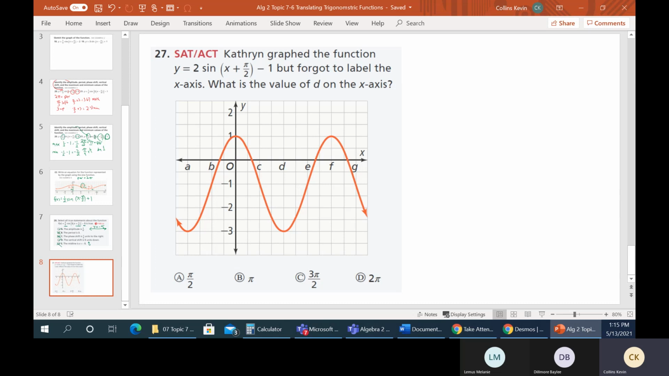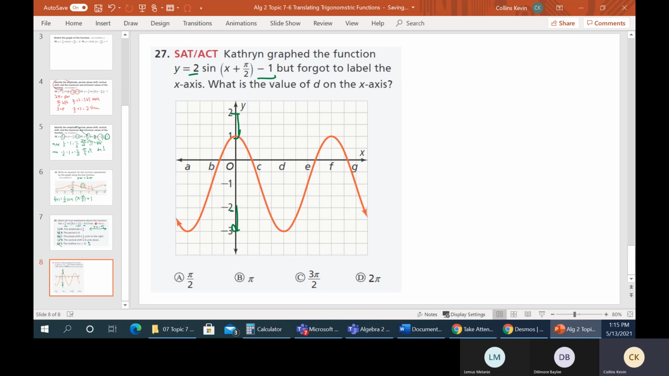All right, so here we have this graph function. It says, but she forgot to label the x-axis. What is the value for d on the x-axis? Okay, so let's see what she's got going on here. So originally we'd have bounced back and forth between 2 and -2, right? But then we subtracted 1, so that brought us down 1 here to +1 and down here to -3. Okay, so we've taken care of that, right?